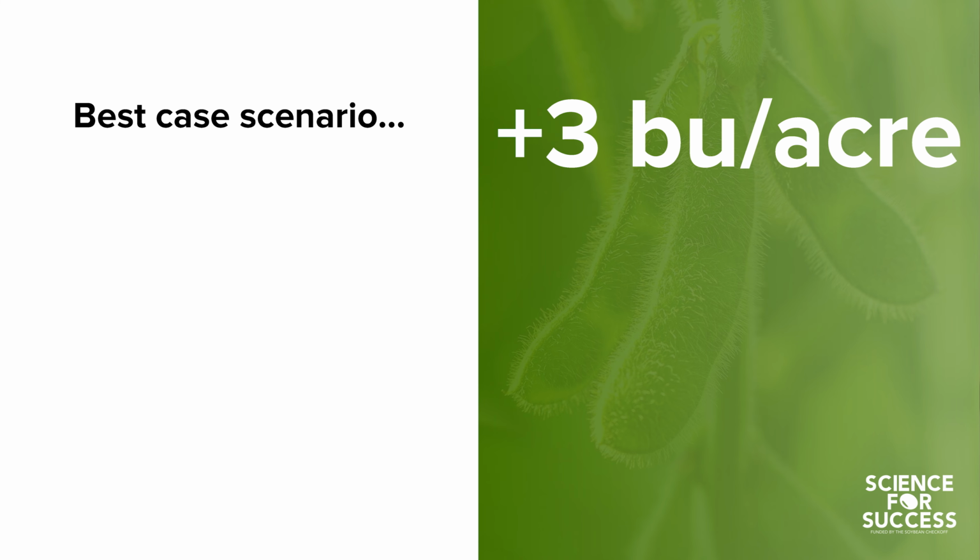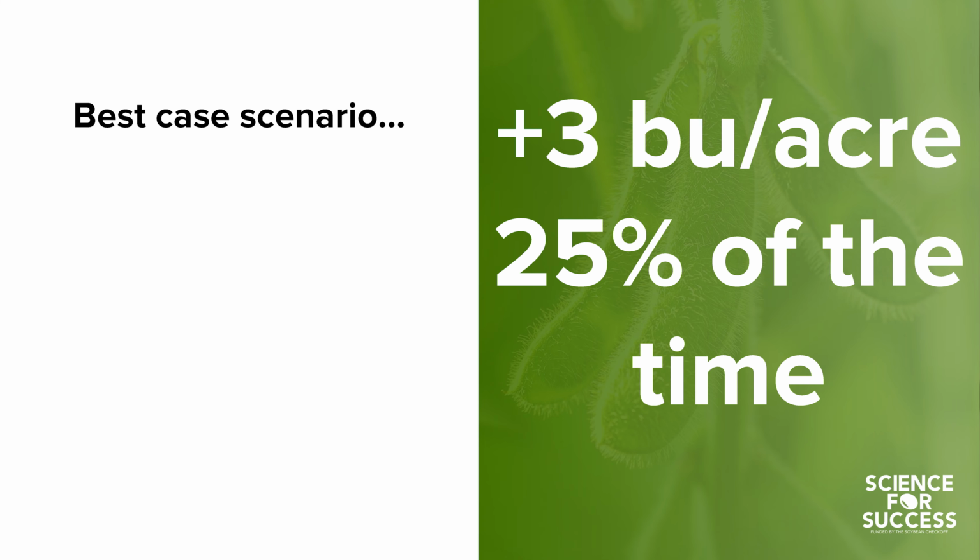The bad news is that we only have 25% confidence in this value. So we're only 25% confident that if you can select the right seed treatment for your soybean, you will see an average yield increase of 3 bushels per acre. So why is this? Why did we see a very small yield response to biostimulant seed treatments?